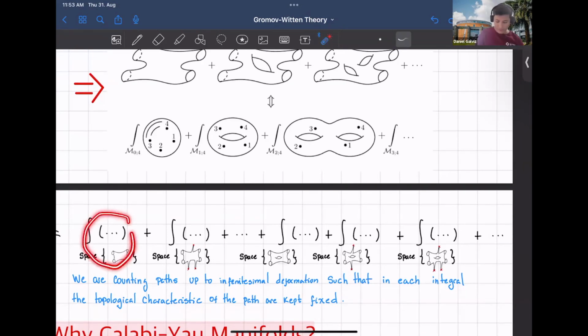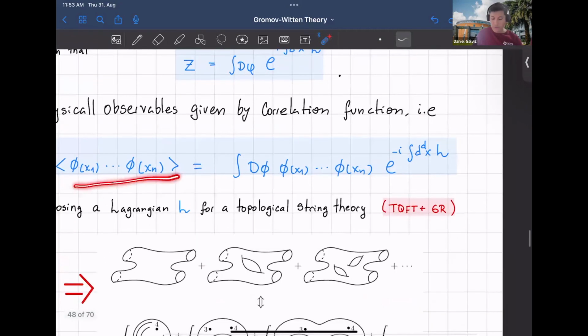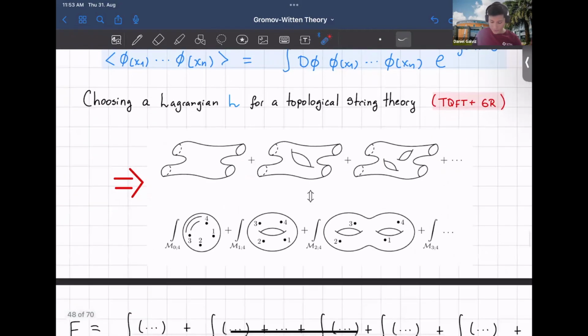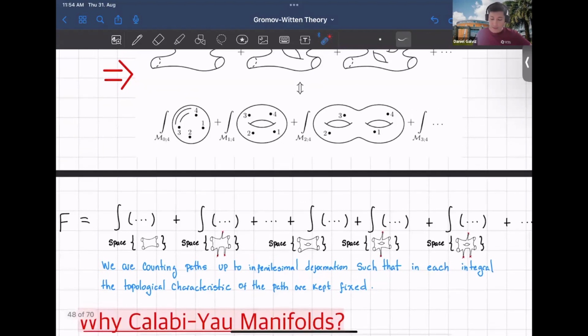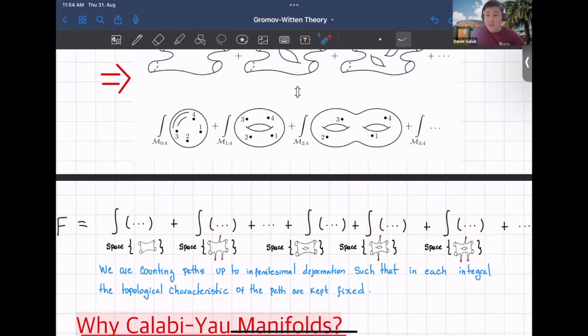So each of these, given by the correlation function, we will associate to our Gromov-Witten invariants. This is the idea from string theory. Each of these counts paths up to infinitesimal deformation, such that in each of these integrals the topological characteristic of the path is kept fixed. So this is the idea. With this, our discussion about path formalism is over.